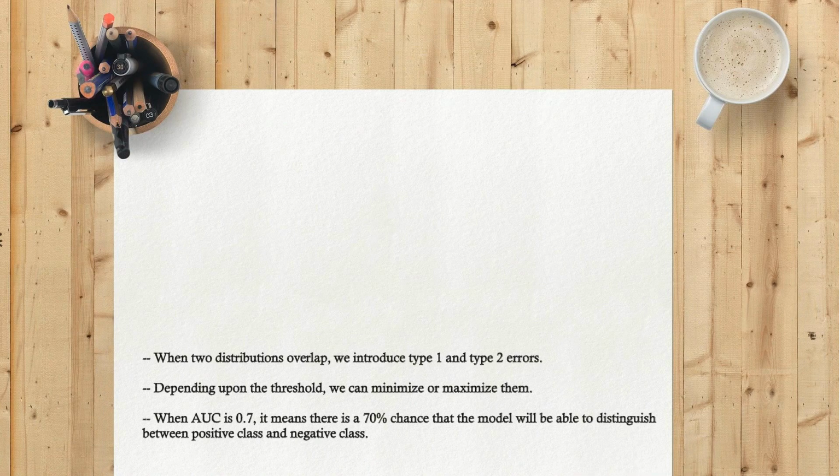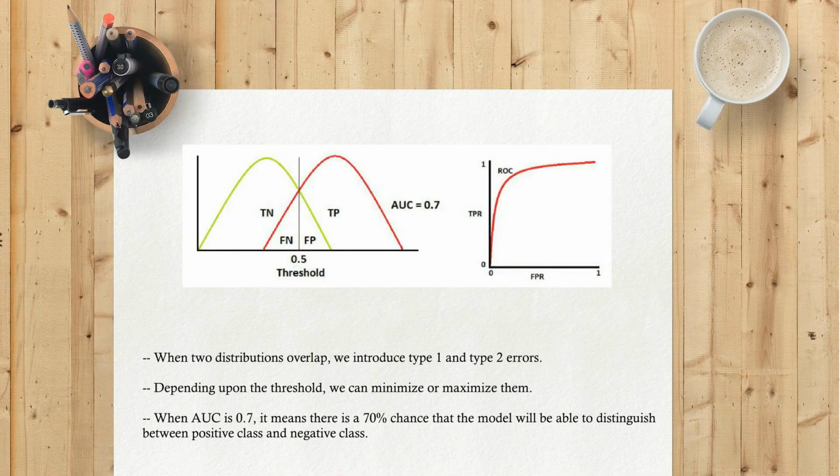When two distributions overlap, we introduce type 1 and type 2 errors. Depending upon the threshold, we can minimize or maximize them. When AUC is 0.7, it means there is a 70% chance that the model will be able to distinguish between positive class and negative class.